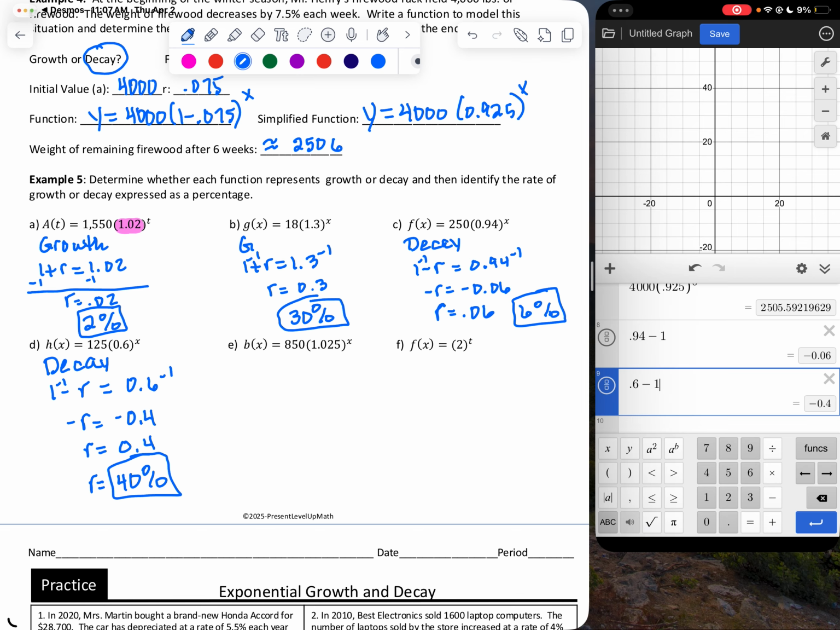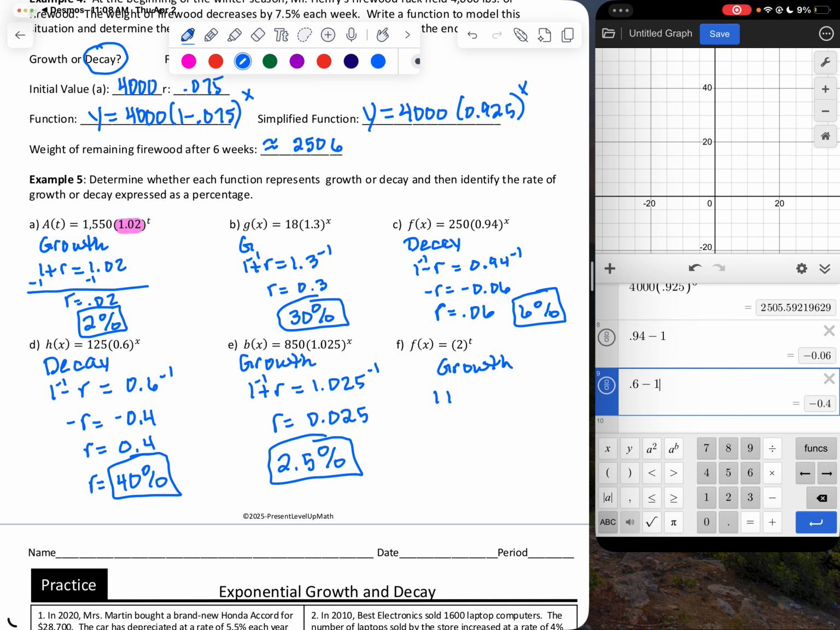All right, pause the video and try problem E on your own. All right, welcome back. This was growth. So we're going to use 1 plus r equals 1.025. Subtract 1 from both sides to get rate equals 0.025. Move your decimal 2 places to get 2.5%.